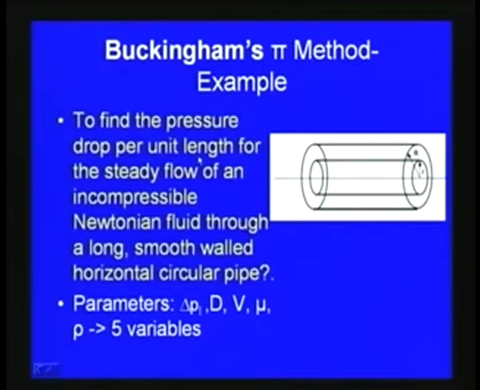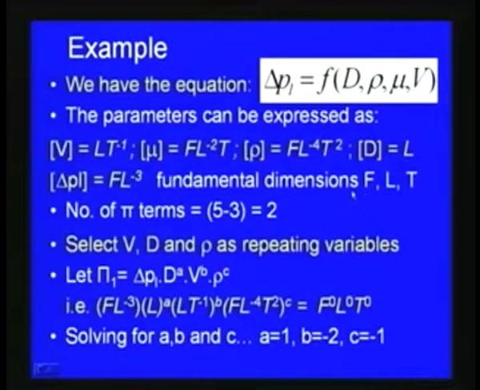So, we want to find out the pressure drop per unit length by using the Buckingham pi method. Here the important parameters include the pressure drop, which we represent as delta p subscript L, delta p L. The variables are delta p L, the diameter d, the velocity v, the viscosity mu, and the density rho. There are 5 variables included for this particular problem.